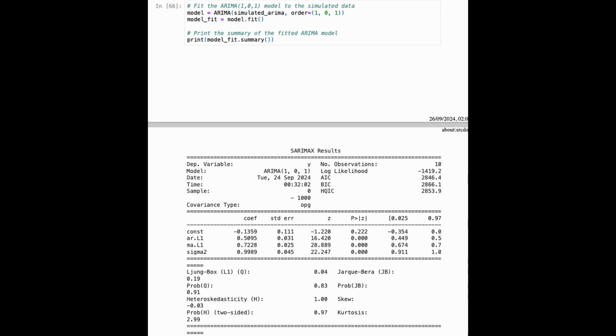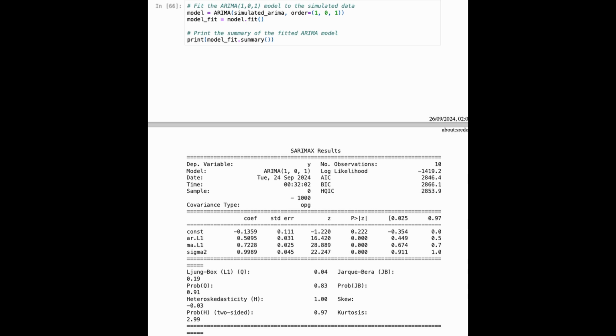Finally, when we talk about the heteroscedasticity H-test, the H statistic is about 1 and the probability is 0.97. This test checks for changes in the variance of the residuals over time. A high p-value suggests that the residuals exhibit constant variance. Homoscedasticity indicates the model is adequate.